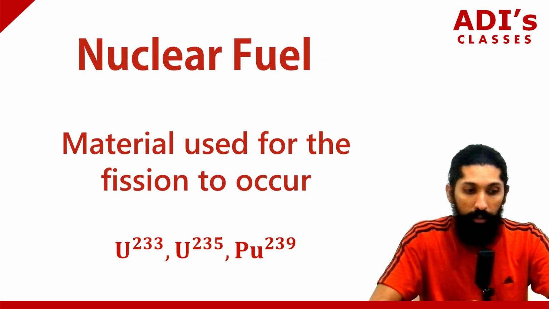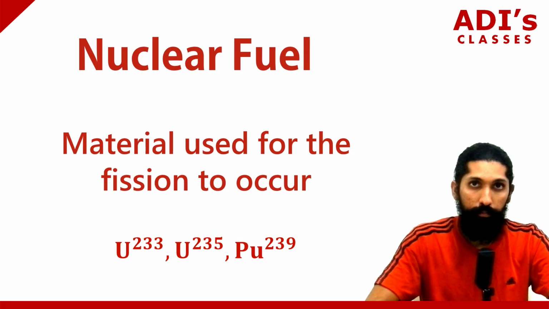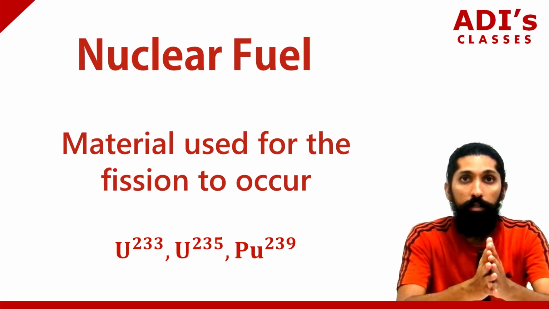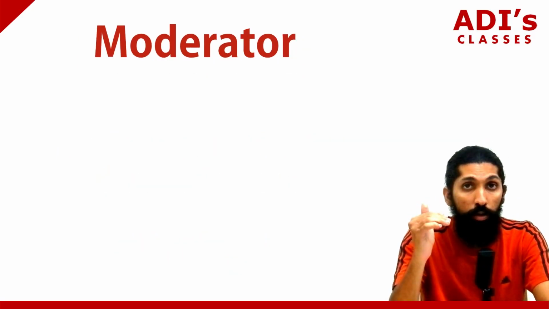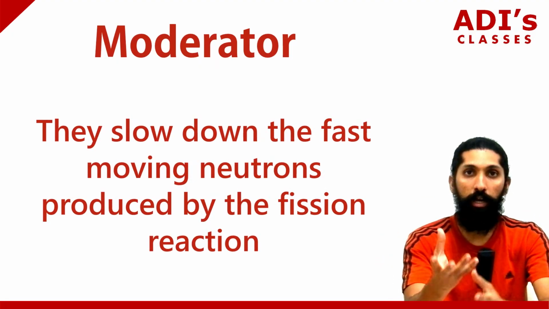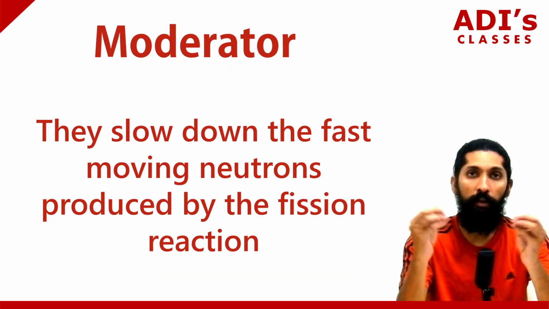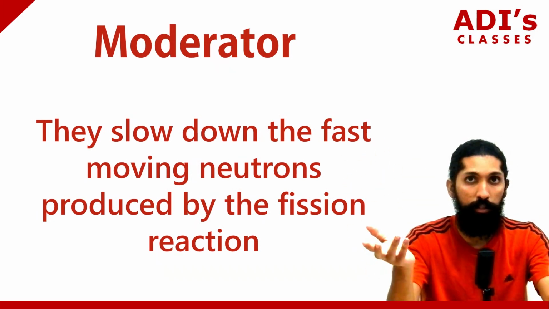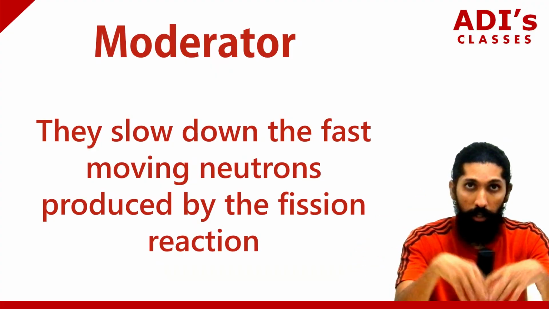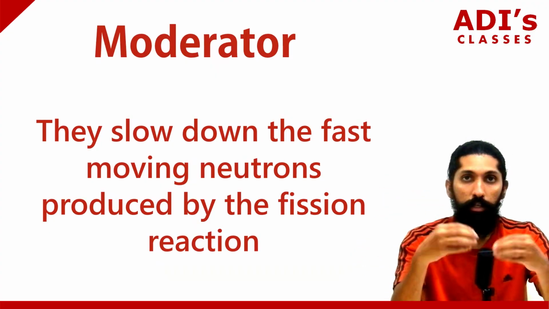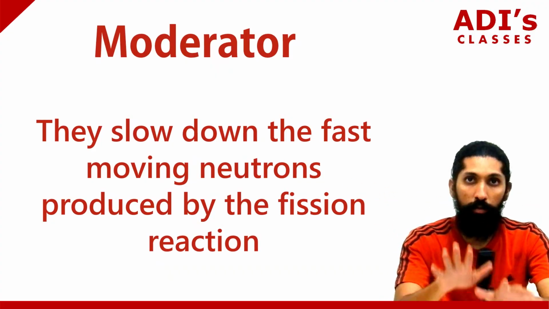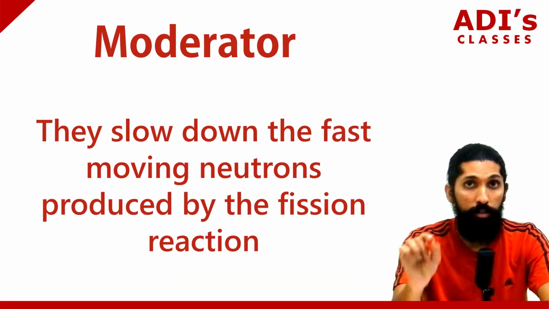The next part is a moderator. Now, moderator, you already saw in the last video. The main job of the moderator is to slow down the fast moving neutron. Because fission is like an explosion. Imagine you have a cracker. You burst the cracker, and everywhere it just spreads around with so much velocity. Fission is exactly like that. As the neutrons explode like this, neutrons will fly away everywhere. The moderator slows it down. It's like, calm down, you don't have to go too fast. So the moderator's job is that.